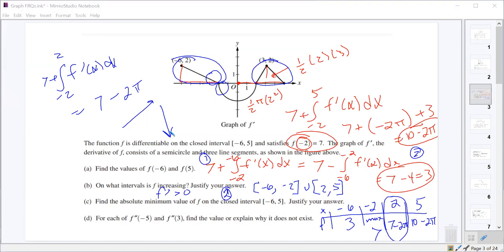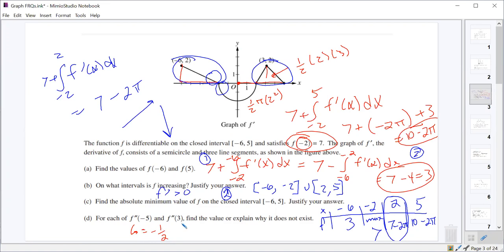All right, and for part D, we want to find f double prime of -5 and f double prime of 3. So that's just the slope of f prime. Well, at -5, it's just this linear piece here. So you'll just do a rise over a run, right? This is what, -2 and 4. So that should be -1/2.